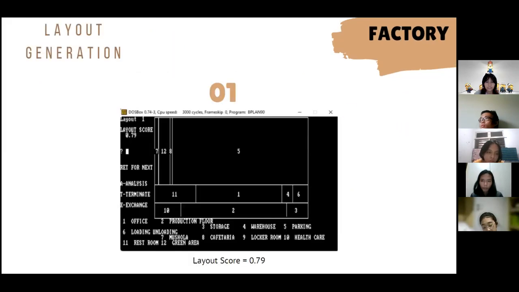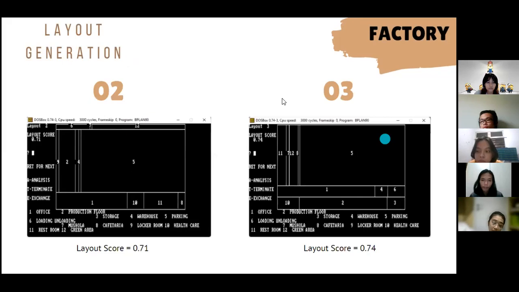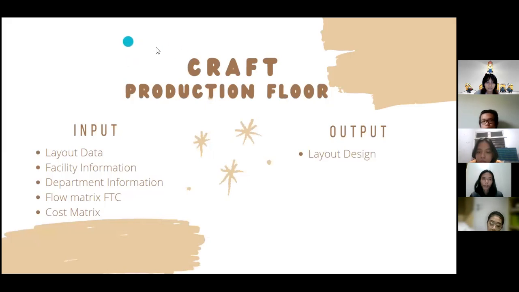So this is the layout generation. From the layout generation, we get the layouts. For the first layout, we get a 0.79 score. Next. From layout 2, we get a 0.71 score, and from layout 3, we get 0.74. And next, this is explained by my friend.